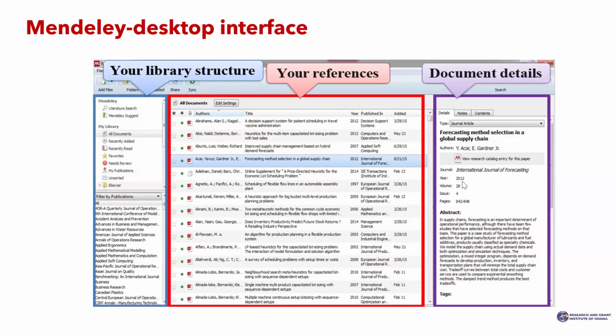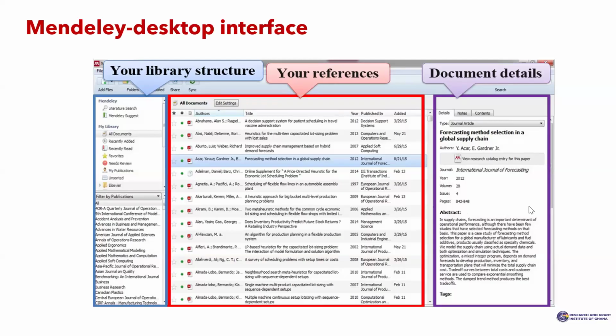However, you also have access to edit from here. For example, this paper, the year is missing. You can quickly go to Google again, check the year, then you come and enter it manually. We will do those things tomorrow. Then the volume: this is volume 28, issue number 4, and pages 842 to 846.